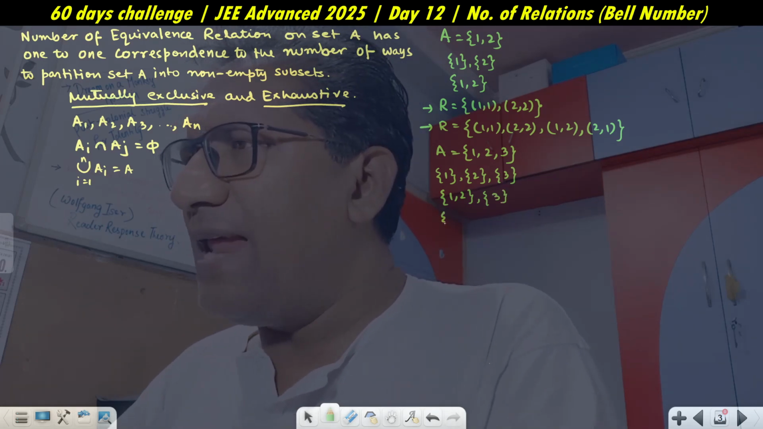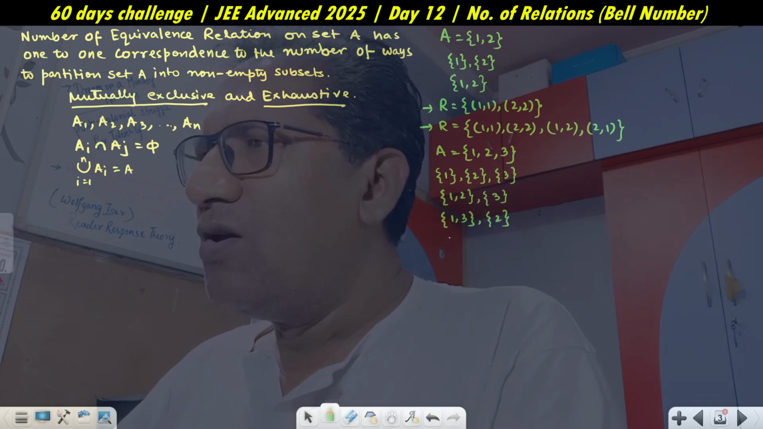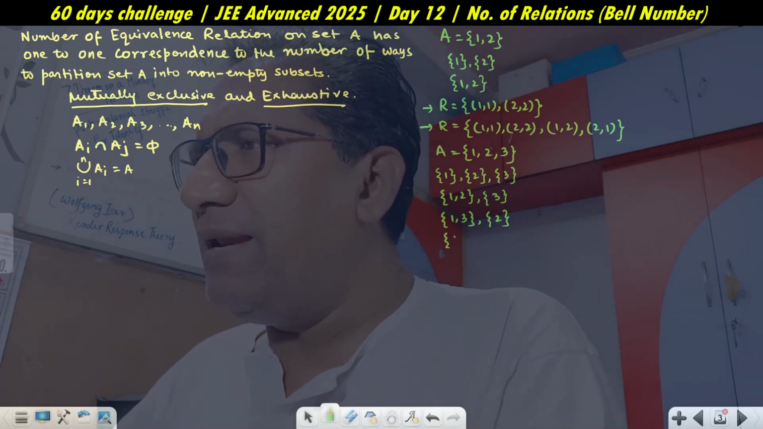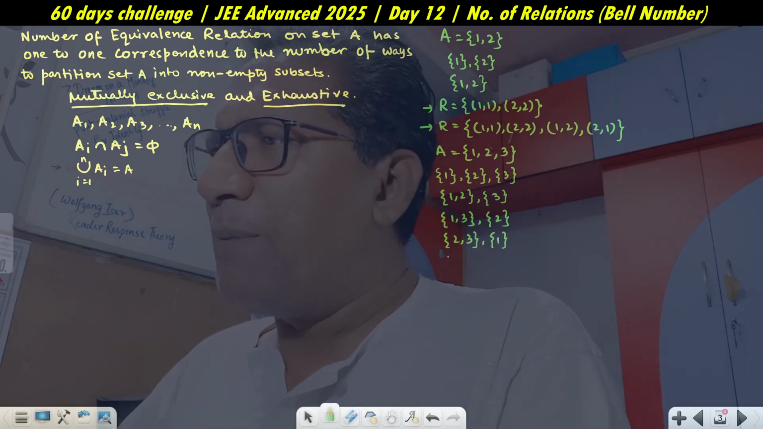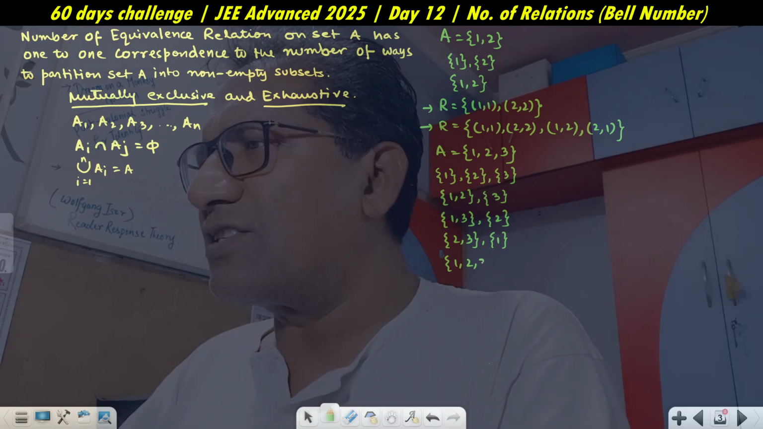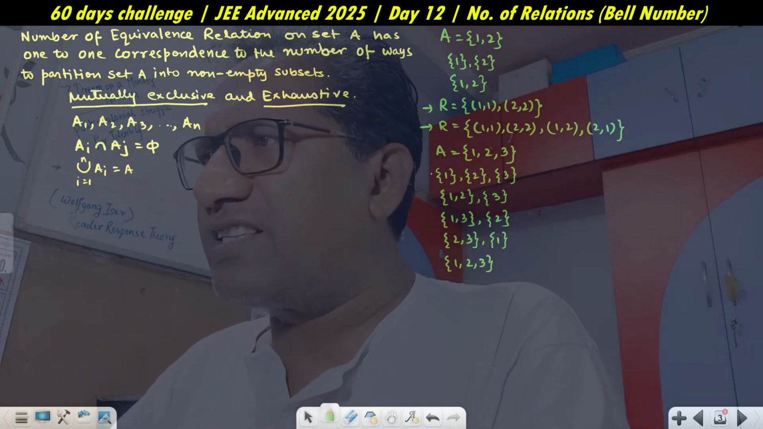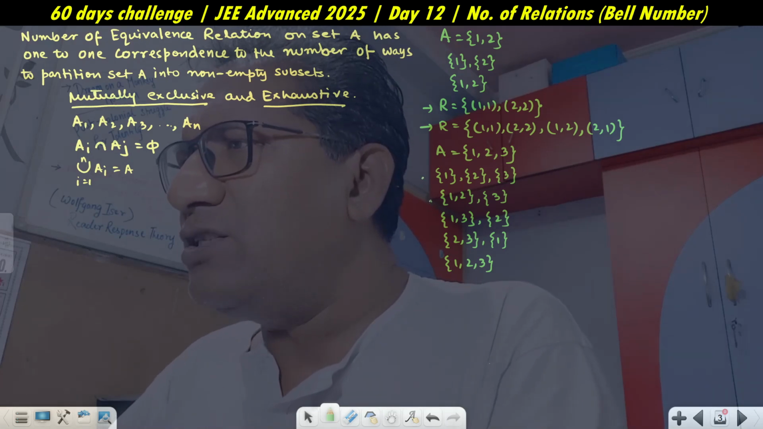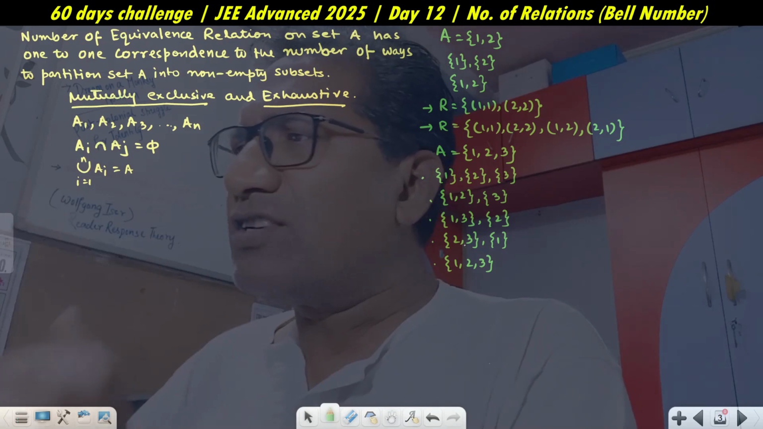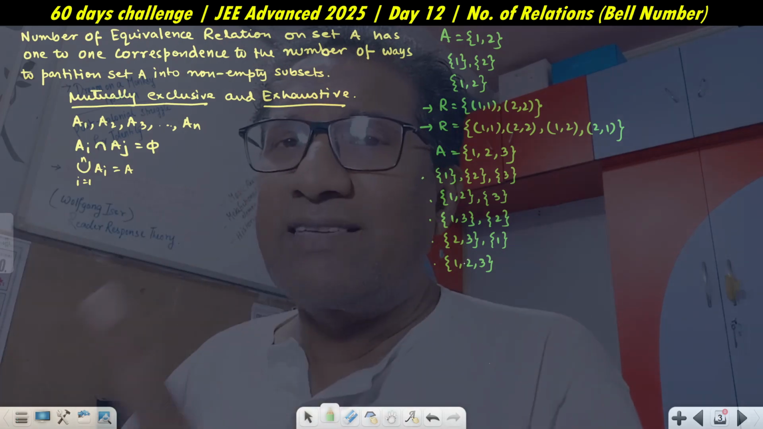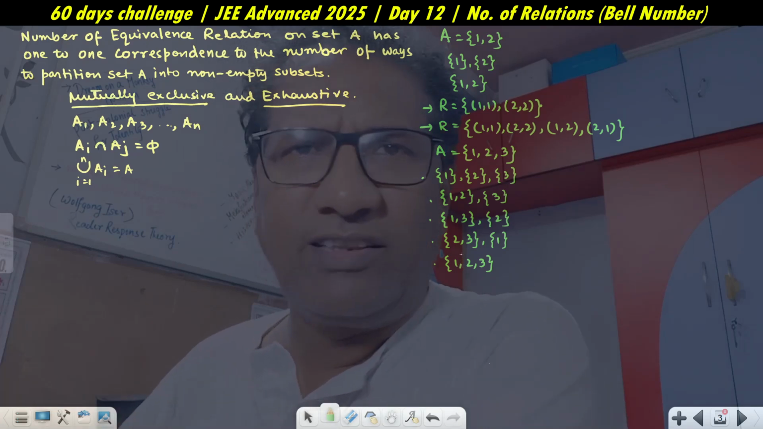Or it can be like this. Or the partition can be like this. Or the partition can be like this. So, the total number of partitions of this set A are 1, 2, 3, 4 and 5.